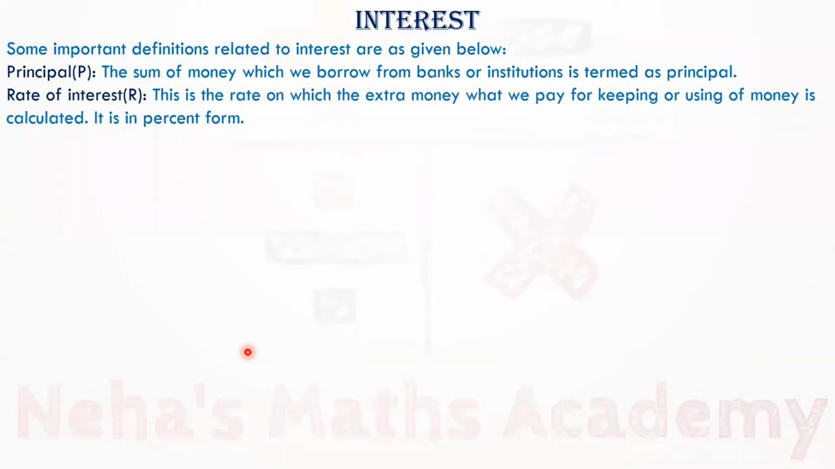Rate of interest, capital R. This is the rate on which the extra money, what we pay for keeping or using of money, is calculated. It is in percent form always.